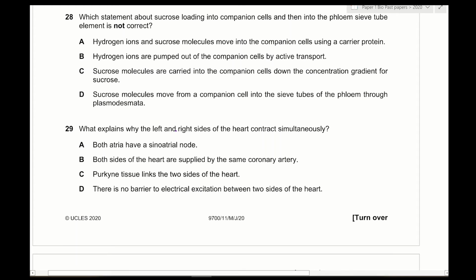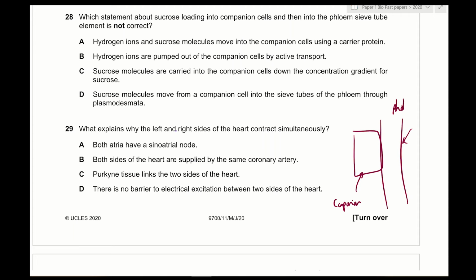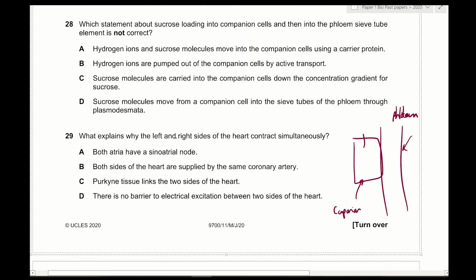Question number 28. Which statement about sucrose loading into companion cells and then into phloem sieve tube elements is not correct? So let's quickly outline the process of loading. Now what happens? Let's assume that this is the companion cell and this is the phloem sieve tube element. Now what happens is that a companion cell pumps hydrogen ions to its cell wall, against concentration gradients, by proton pumps.